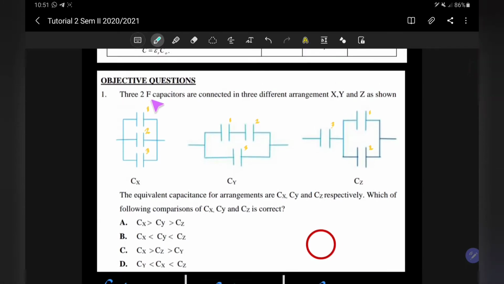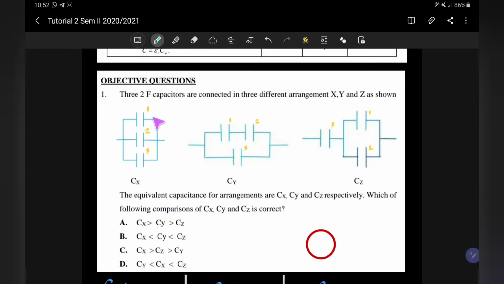Three 2 farad capacitors are connected in 3 different arrangements: in X, in Y, and in Z. In X, the 3 capacitors are arranged in parallel. In Y, they are arranged in series, also parallel. In Z, they are arranged in parallel and then in series. The equivalent capacitances for the arrangements are Cx, Cy, and Cz, which are the total capacitances. Which of the following comparisons of Cx, Cy, and Cz is correct? We need to know which net or total capacitance is greater.